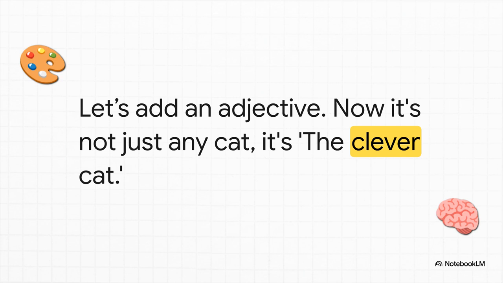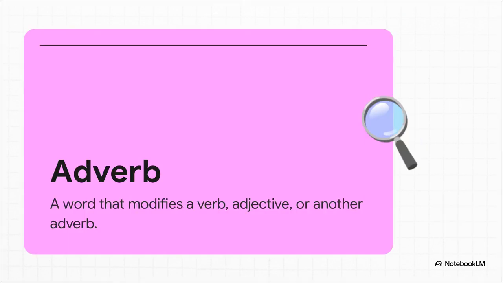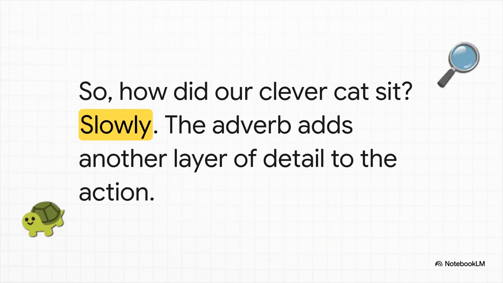See how that one little word instantly paints a clearer picture in your head? That's what adjectives do. Okay, next up, we've got adverbs. Now, this is important. If adjectives modify the noun, the thing, adverbs modify the verb, the action. They usually tell us how or when or where that action is happening. So, how did our clever cat sit? Slowly. Now our sentence has another layer of detail. We can really picture it now. We don't just see the cat, we see the way it sat down.